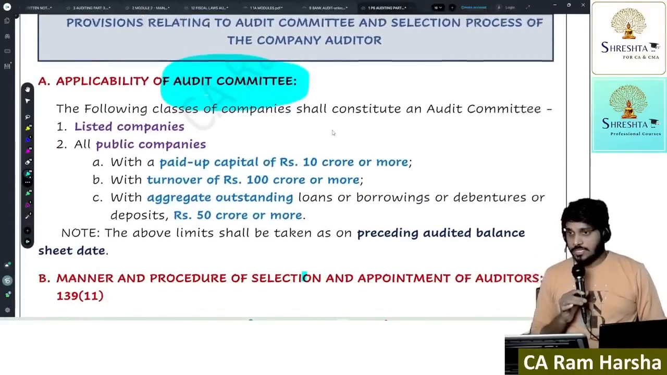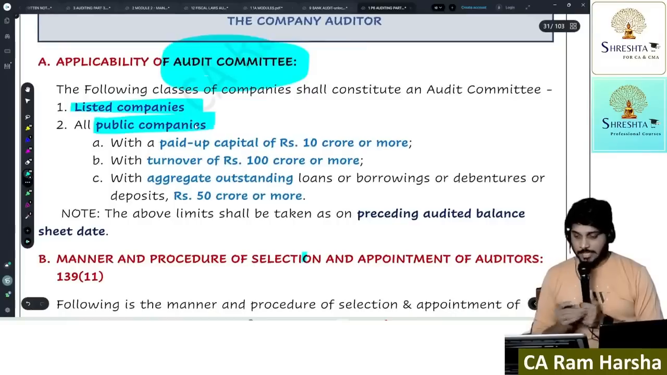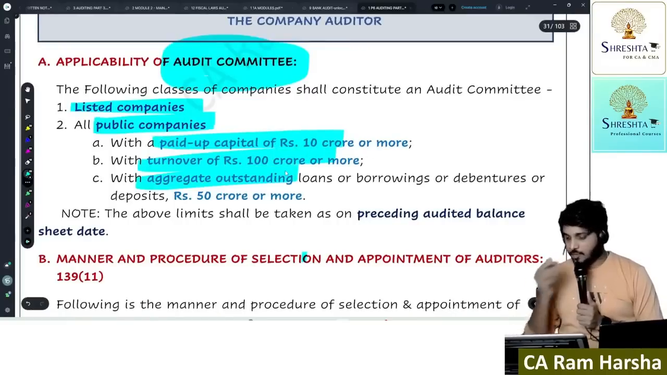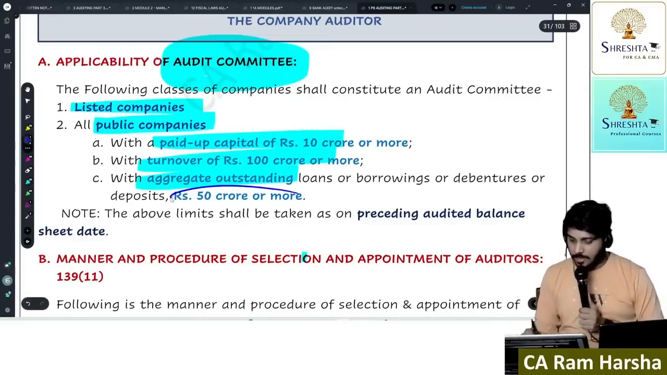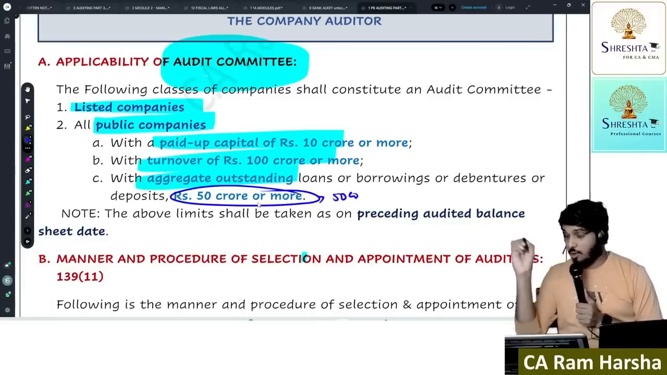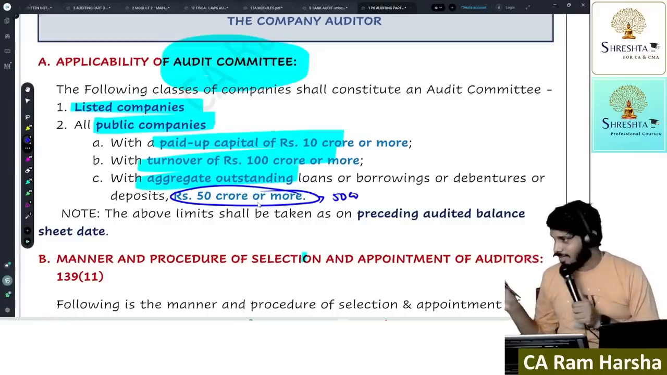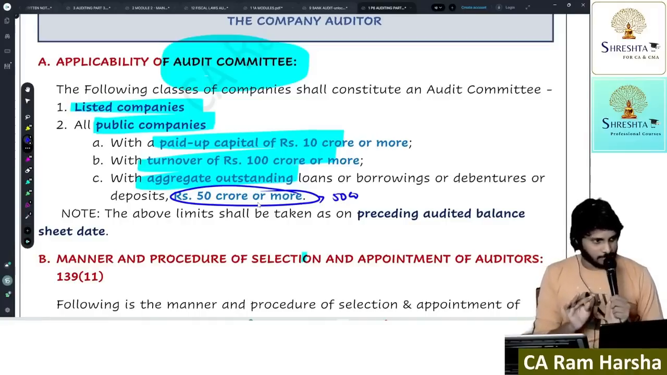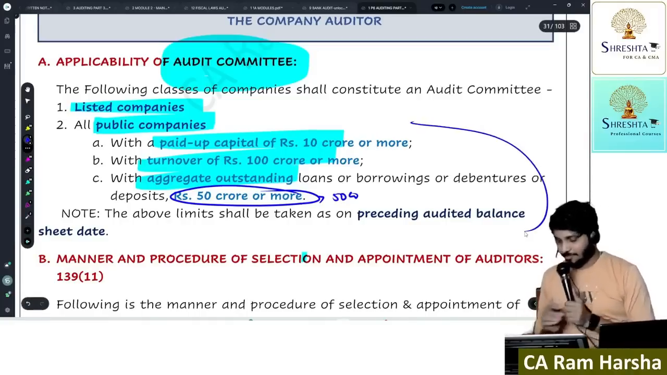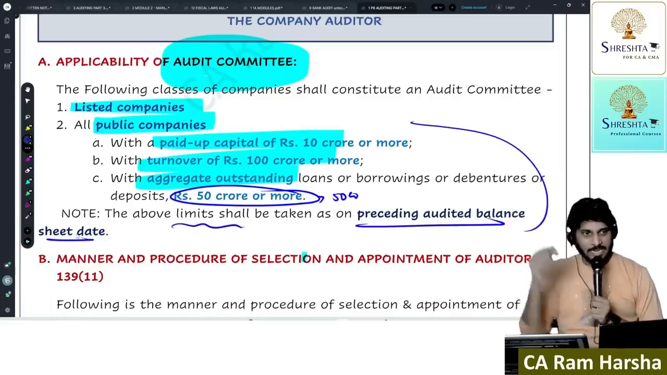Now tell me, for whom is this applicable? For all listed companies, audit committee is compulsory. Unlisted public companies, if they satisfy any of the following 3 criteria, an audit committee is required. Here, it is actually only more than 50 crore, not 50 crore itself. But this kind of minute observation is not required. Getting it? In the institute they will not ask an MCQ on whether it is 50 or more than 50. Broadly, you remember, that's enough. Next, these limits shall be taken as on the last preceding audited balance sheet date.